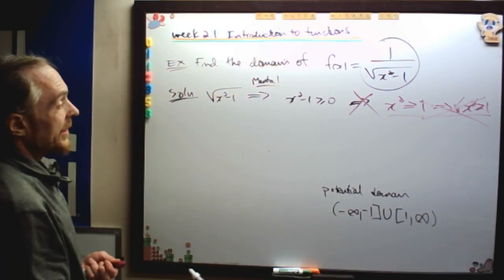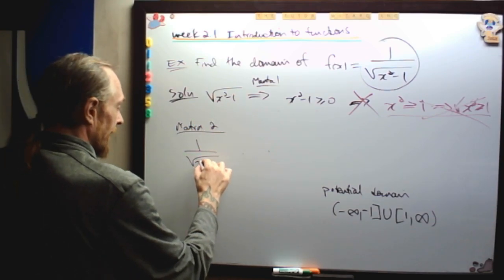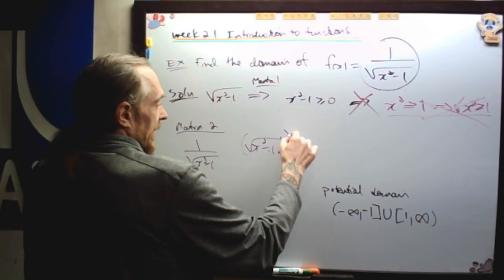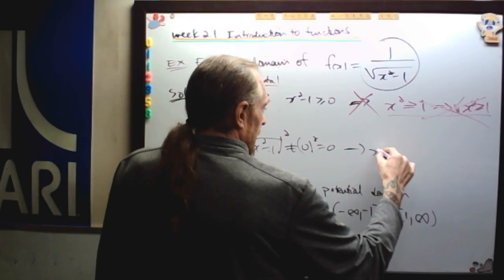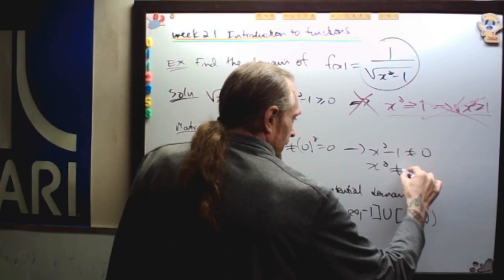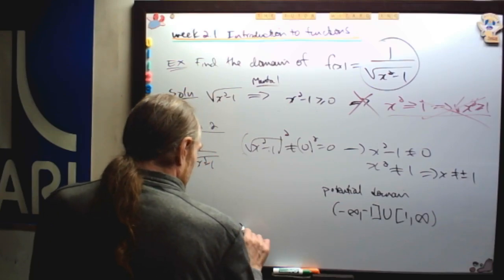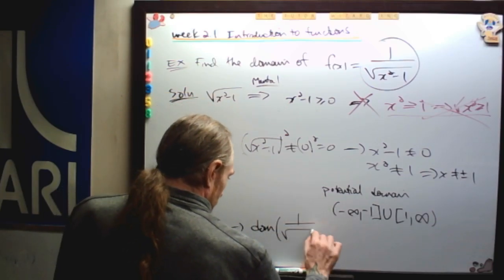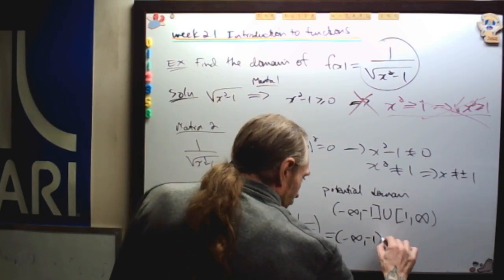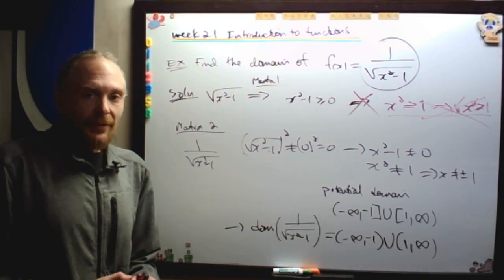So mantra 2 tells me that if I have 1 over the square root of x squared minus 1, the square root of x squared minus 1 can't equal 0. So square both sides. This tells me that x squared minus 1 can't equal 0, which means x squared can't equal 1, which means x can't equal plus or minus 1. And that tells me that the domain of 1 over the square root of x squared minus 1 is -infinity to -1, round bracket, union 1 to infinity. Let's stop there and we'll do another video about domains.